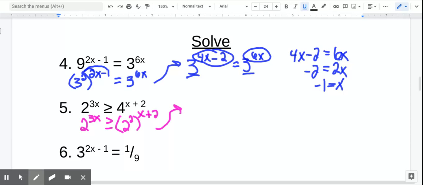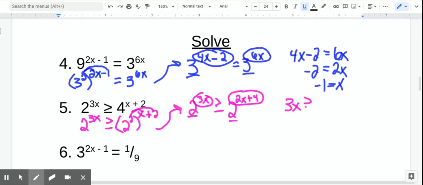So what that's going to give us is 2 to the 3x, nothing's changed about that. And we're going to multiply that 2 by both those things. So we have 2 to the 2x plus 4. Now, since the bases are the same, we can assume the exponents are the same. So we have 3x is greater than or equal to 2x plus 4. And then we're just going to solve it and leave the inequality as it is, so x is greater than or equal to 4.